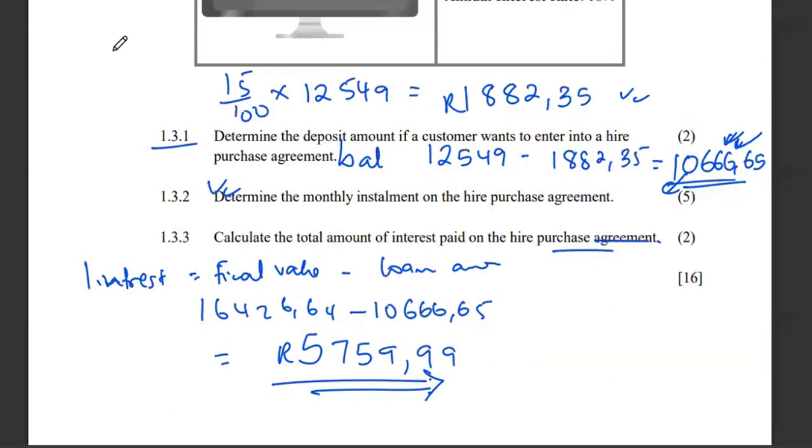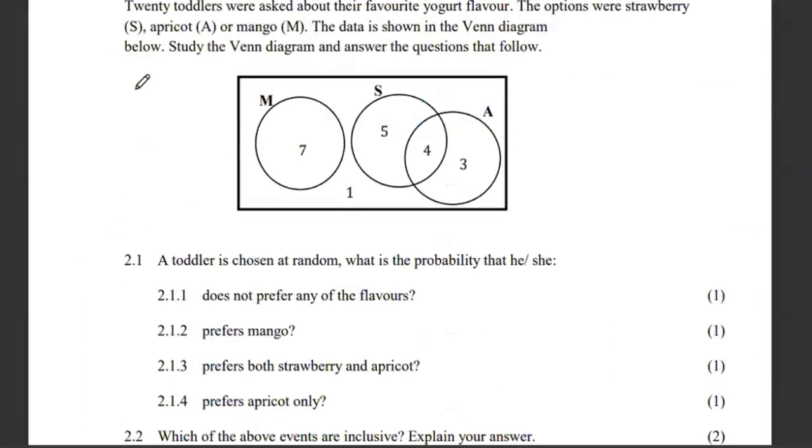All right, and then question number 2, which is probability. They're telling us that we have 20 toddlers that were asked about their favorite yogurt flavor. Options were strawberry for S, apricot for A, and then mango for M. The data is shown in the Venn diagram. Study the Venn diagram and answer the questions that follow.